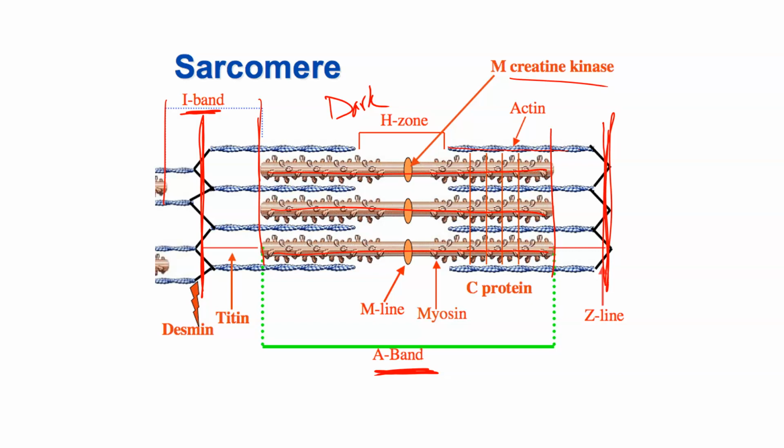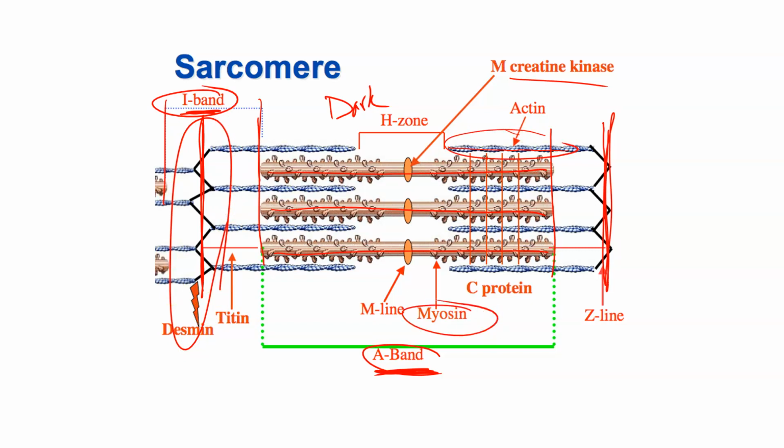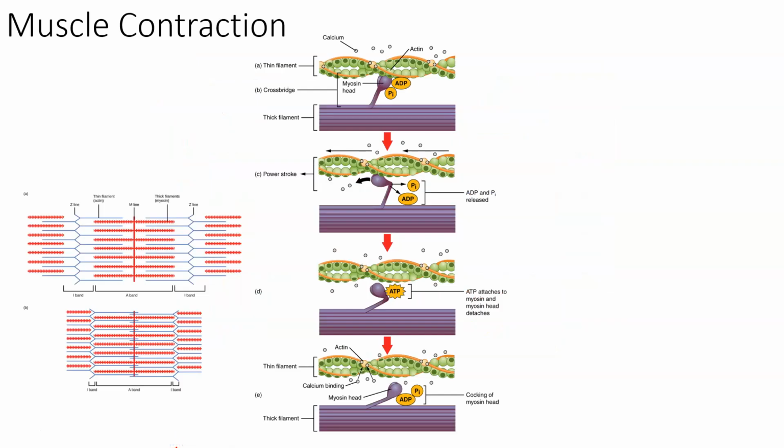We're not going to worry about those. You need to know though some terms like A band, I band, Z line, actin, myosin, stuff like that. Okay? So, how does a muscle actually contract?